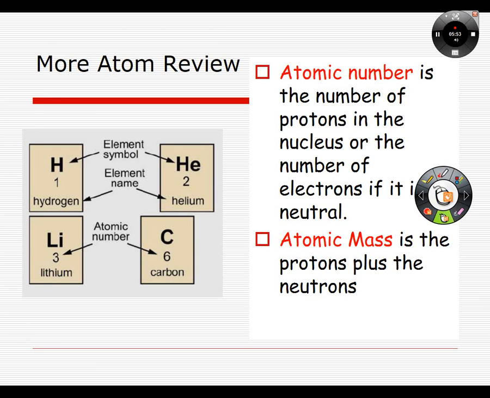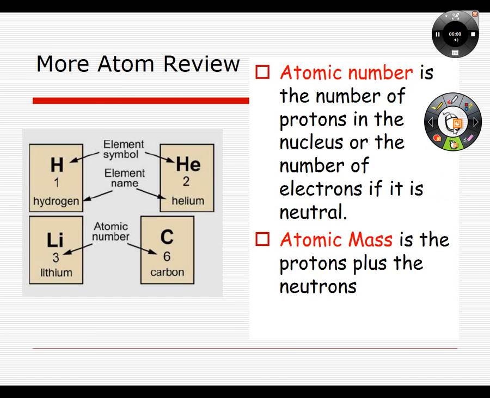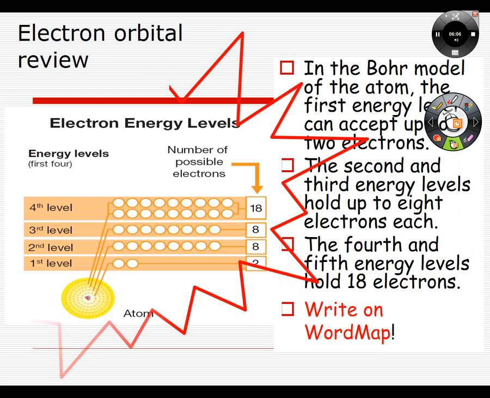Here is a quick review. Atomic number is the number of protons in the nucleus, and it's also the number of electrons if the atom is neutral. The atomic mass is the combination of the protons and the neutrons. You need to know how many electrons can be on each energy level according to the Bohr model of the atom. The first energy level can hold 2 electrons, the second can hold 8, and the third can hold 8, followed by the fourth holding 18.